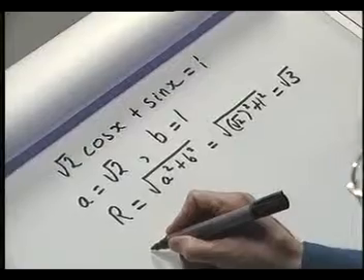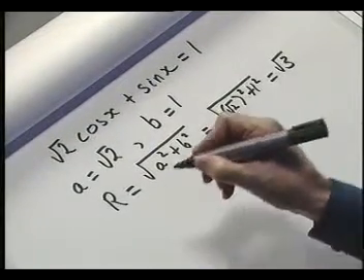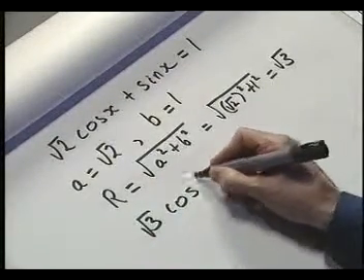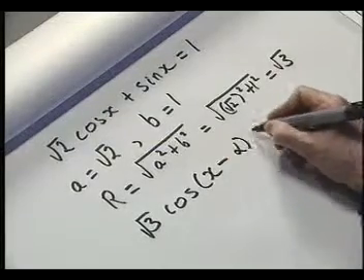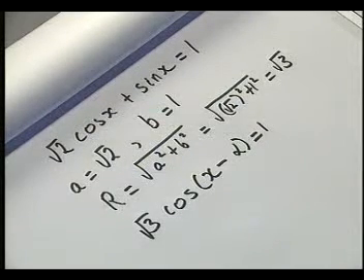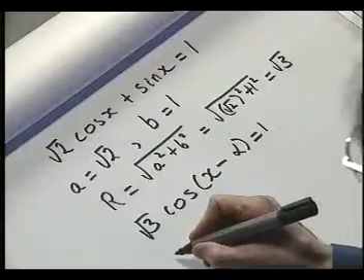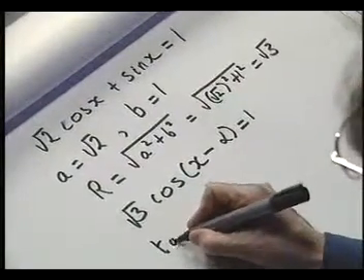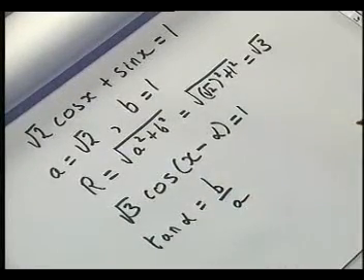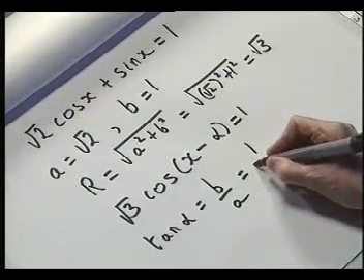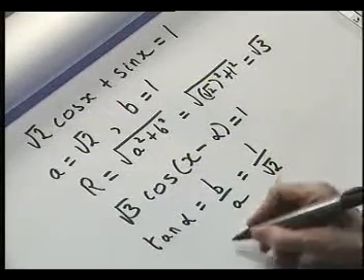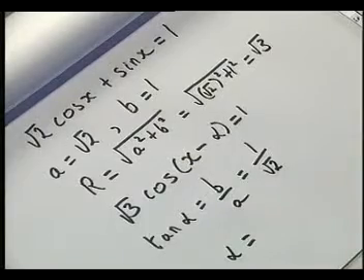So what we've got is now r cos of x minus alpha. So we've got root 3 cos of x minus alpha equals 1. And what we have to do is work out what alpha is. So we know that tan alpha is equal to b over a, and so that's 1 over root 2. And so we need to know, what does that tell us about alpha?